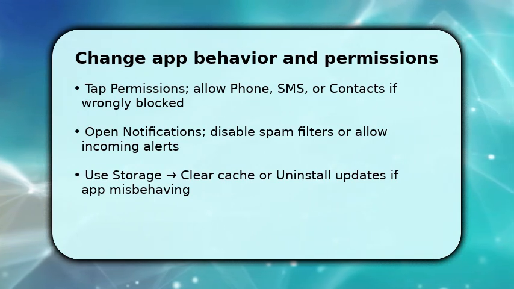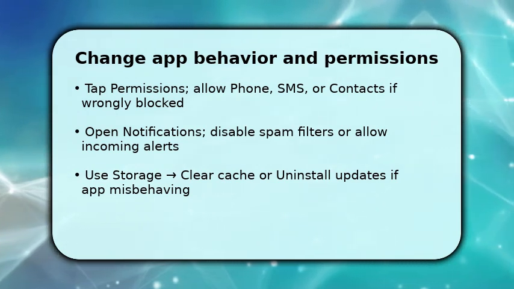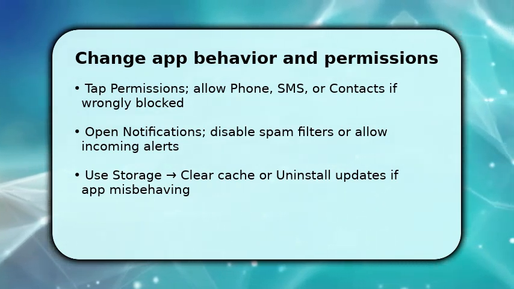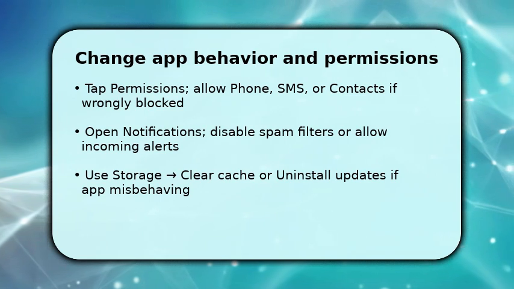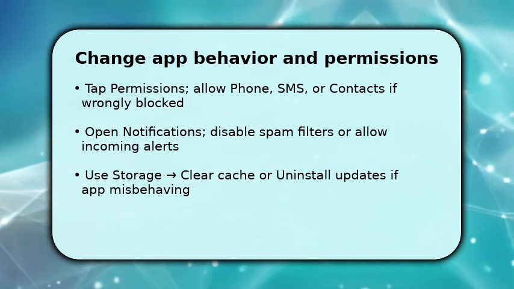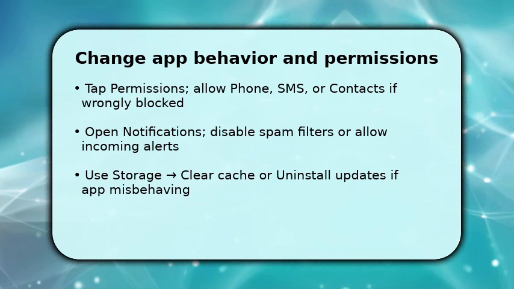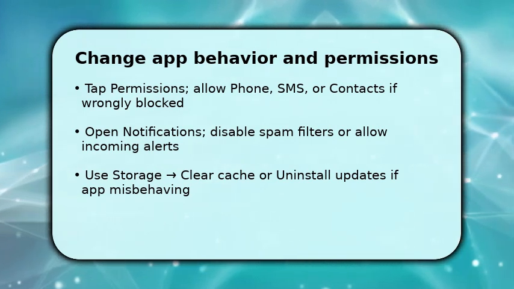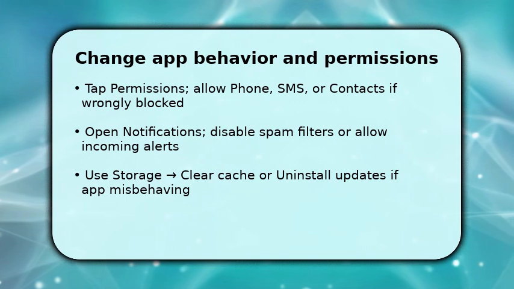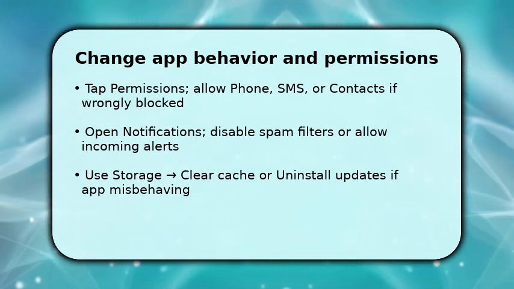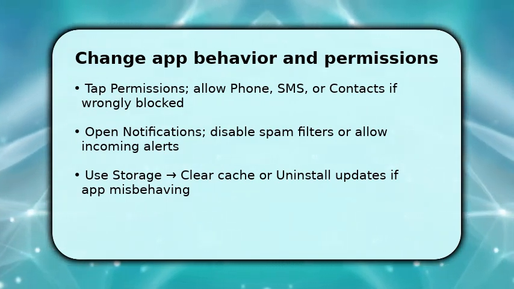Then open notifications for that app and turn off any spam filter or silent blocking rules. Instead, allow notifications. If the app still misbehaves, go to Storage and clear cache, or choose Uninstall updates to revert to a base version. Make sure to confirm changes and check any in-app spam lists or blocked numbers.